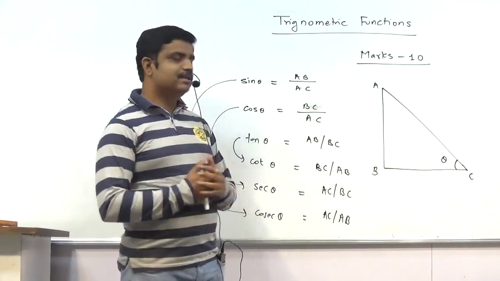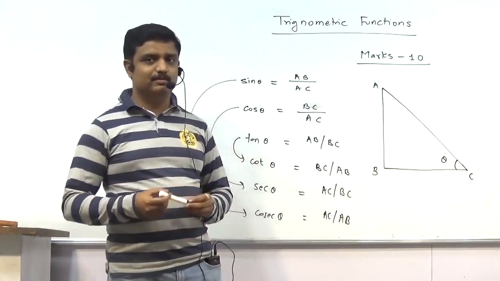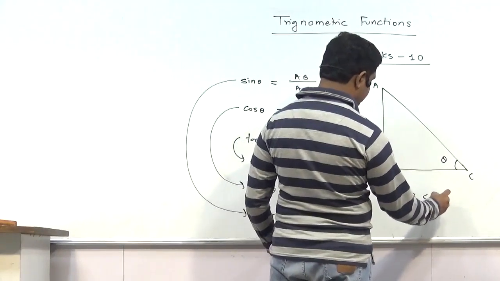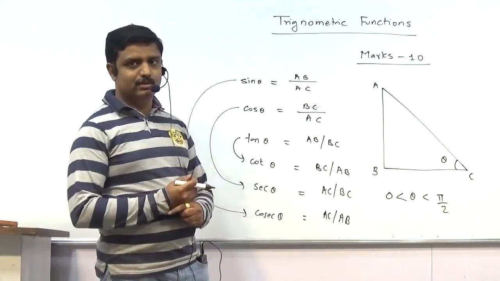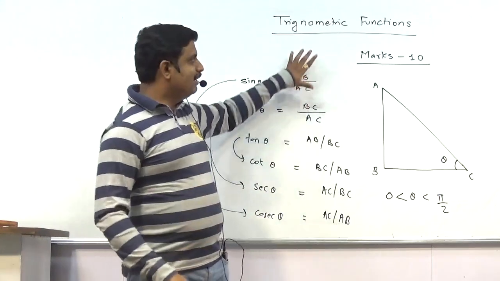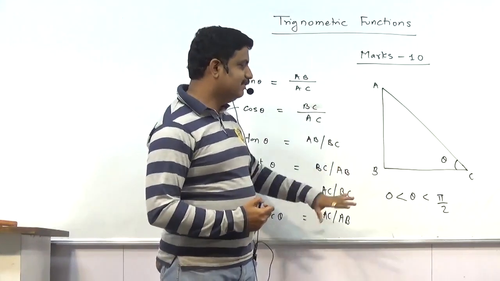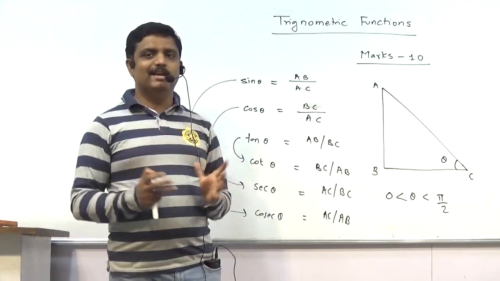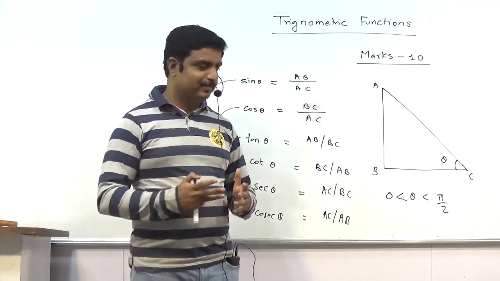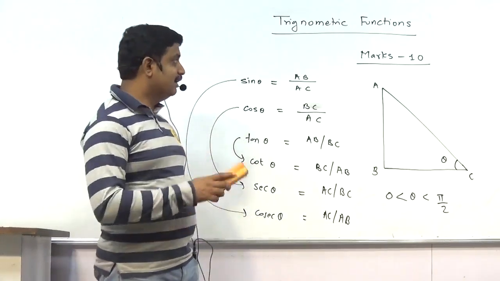What was the limitation of this definition? This definition was applicable when theta is an acute angle. We can apply this definition as long as theta belongs to the interval 0 to pi by 2. Correct? Now, in coordinate geometry, we make a broader definition of trigonometric functions. We define trigonometric functions in such a way that it is applicable to any angle theta. Theta can be any real number, rational, irrational, whatever.